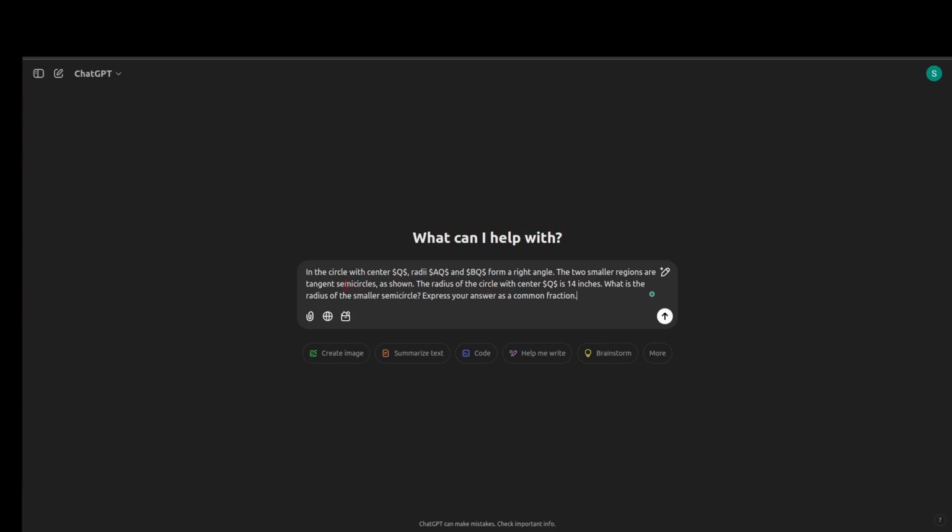The question is: in the circle with center Q, radii AQ and BQ form a right angle. The two smaller regions are tangent semicircles as shown, but I'm not showing any figure here. The radius of the circle with center Q is 14 inches. What is the radius of the smaller semicircle? Express your answer as a common fraction. So let's find out how it goes.